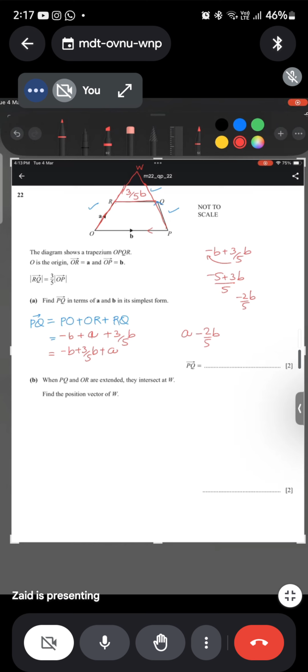What I know, RQ is known. So OW can simply be OR plus RW. Isn't it? OR plus RW. And RW we can find using the similar triangles as well. RW you can find from the similar triangles. So let's try to find out what RW is. So we can make a ratio.